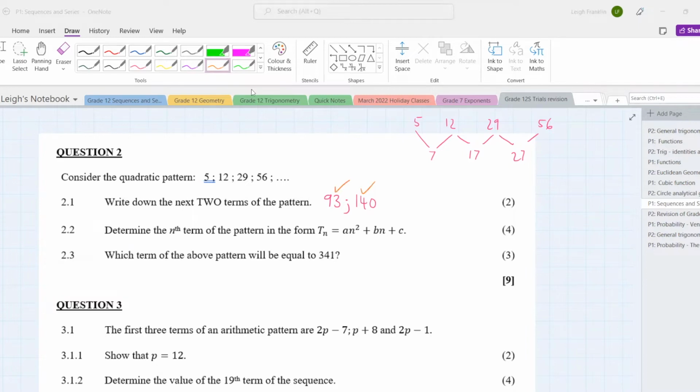Good job. Now we can go back and finish off what we started over here, which was to work out the second differences. 17 minus 7 would leave us with 10. And over here, same story, 27 minus 17 is 10. So now when they ask us to find the value of the nth term of the pattern, we have to use formulae. If I want to work out the value of a, what formula do I use?